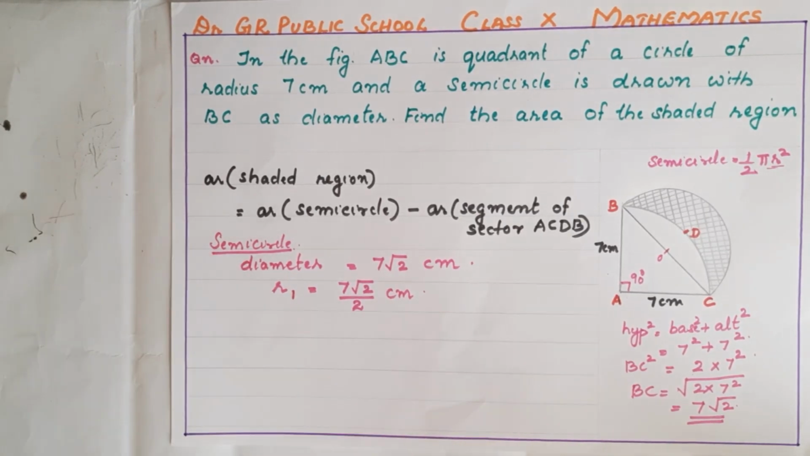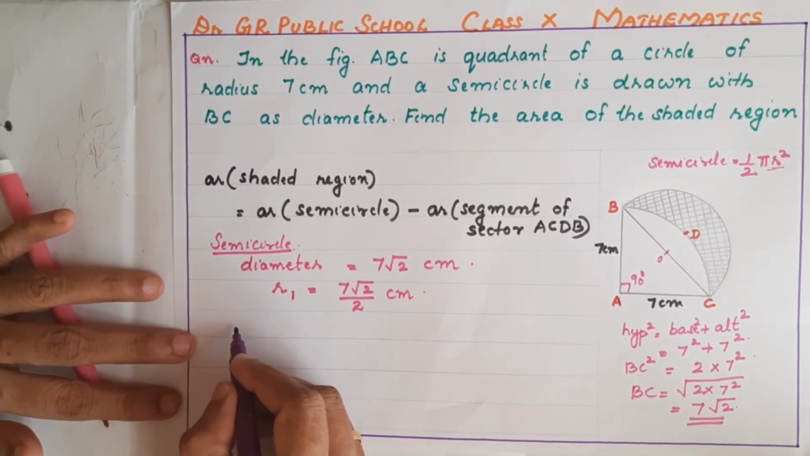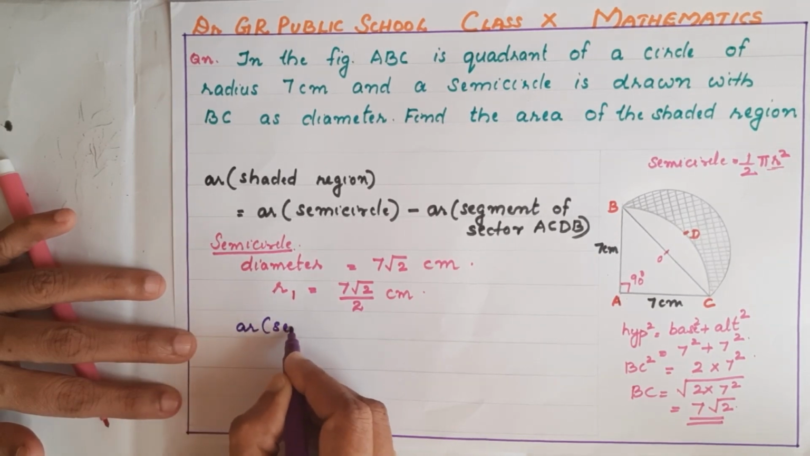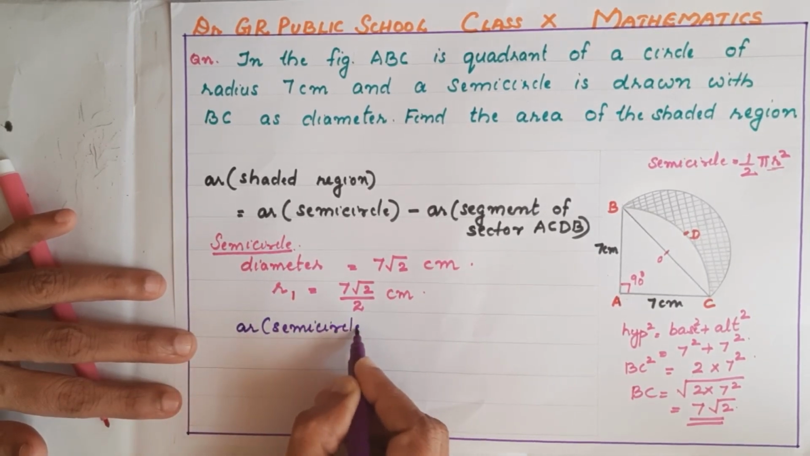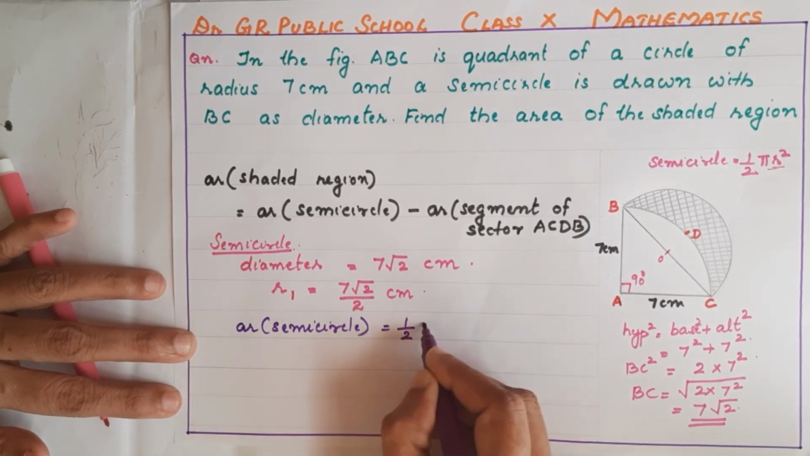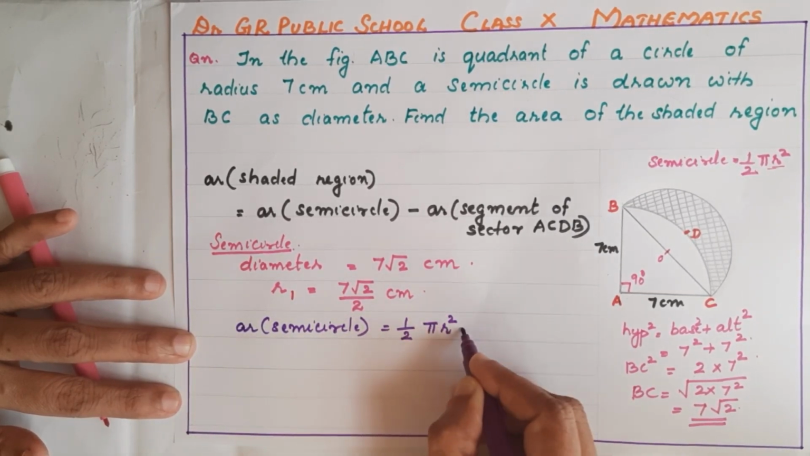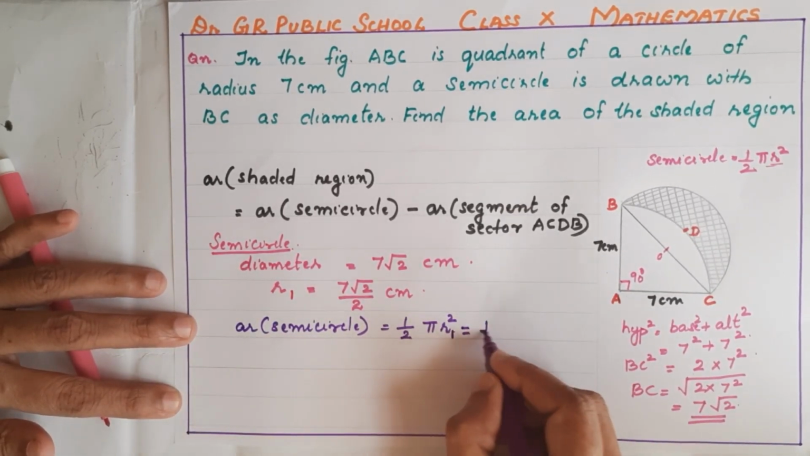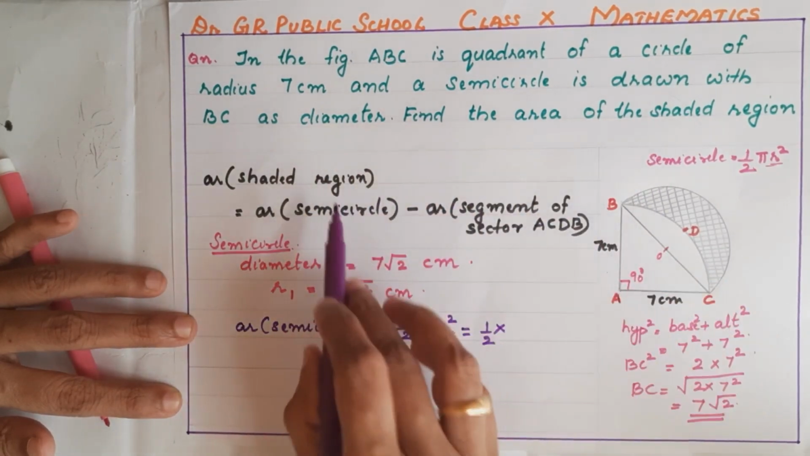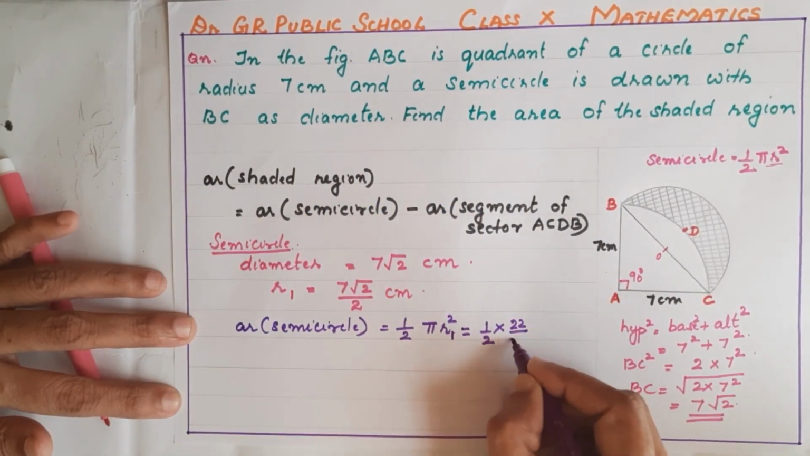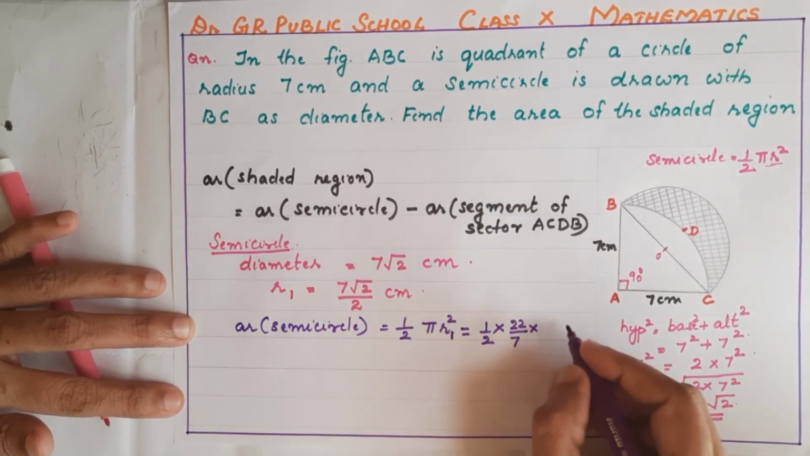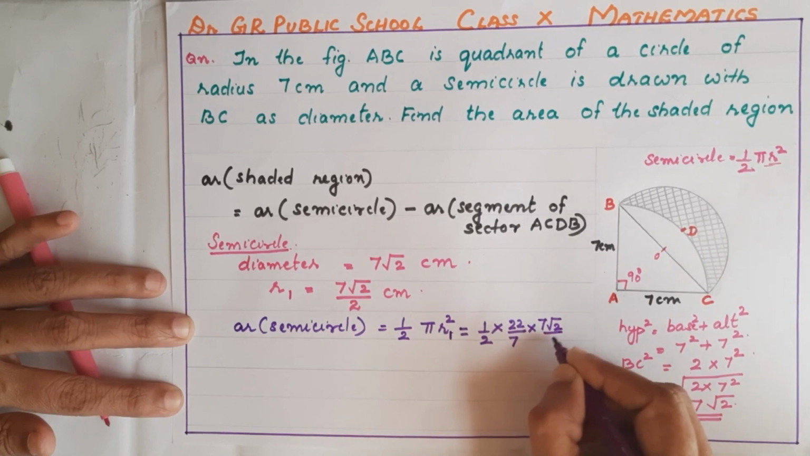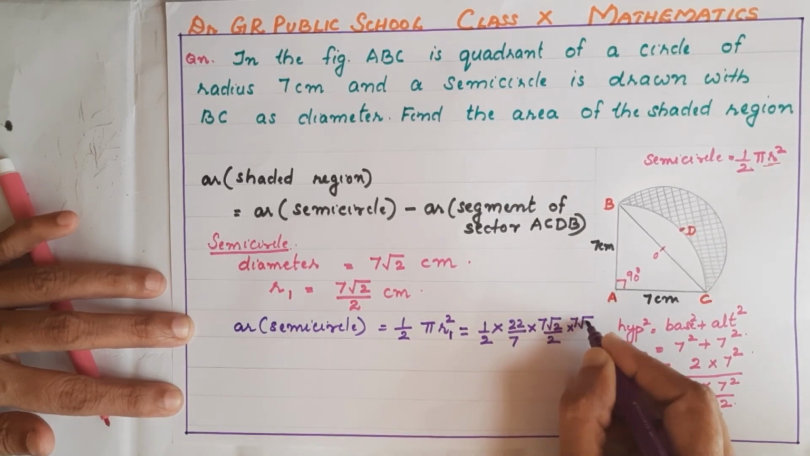Now, we can find out the area of the semicircle. Okay. So, area of semicircle equal to 1 by 2 pi r square, here r1. Okay, so r1 square. So 1 by 2 into, nothing is mentioned about this pi, so 22 by 7 into what is r1? 7 root 2 by 2 into 7 root 2 by 2.